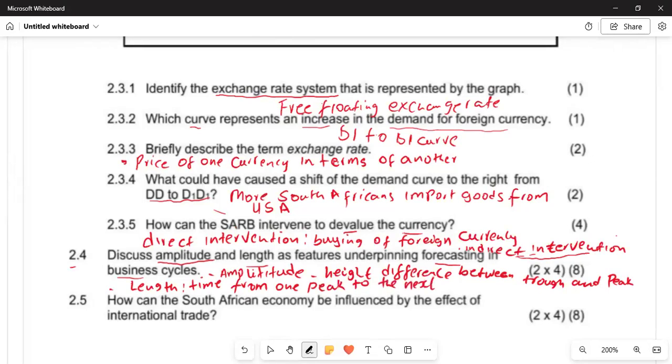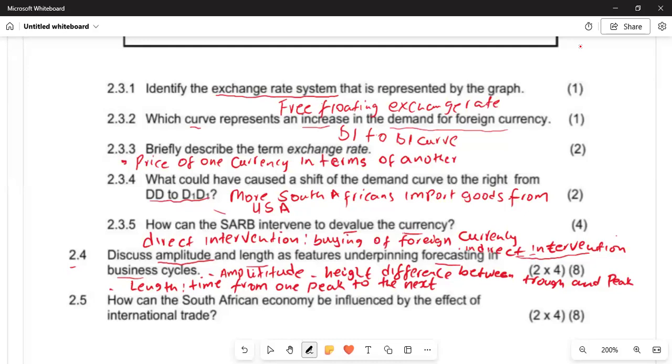To the next, or drought to drought. For example, we can talk about a short 3-year cycle being weaker, while a 10-year cycle is stronger and longer. So that is that. Now we are to attend to 2.5.